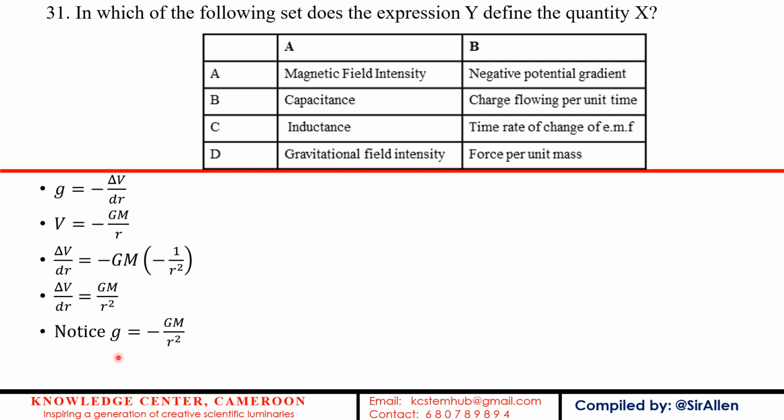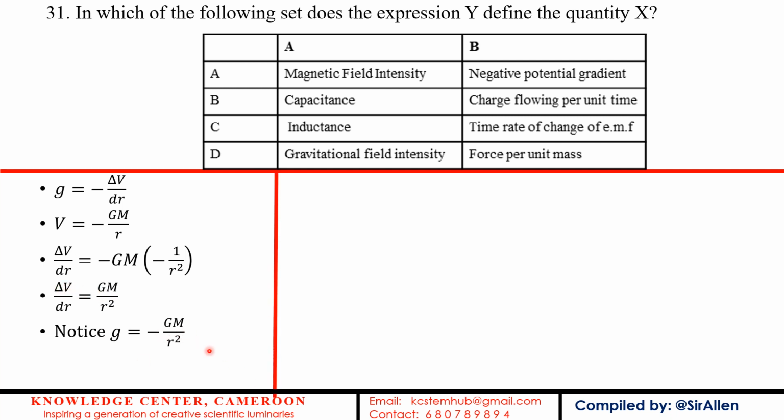But notice that g is negative GM over r squared. Well, most times when you're doing your calculations, g is just GM over r squared. But because the universal gravitational force is an attractive force, we often associate that with a negative. By convention, all attractive forces are negative and all repulsive forces are positive. So because the gravitational force is an attractive force, that's why you associate the gravitational field intensity with a negative here. So negative of this potential gradient will give you this negative GM over r squared.